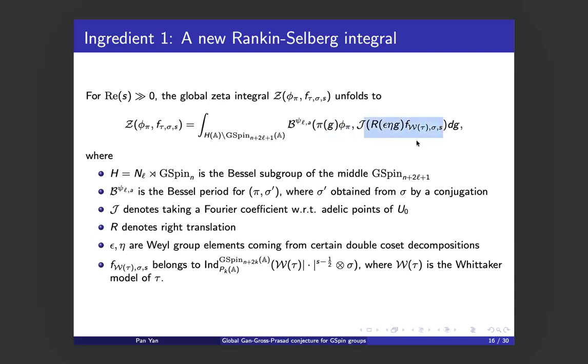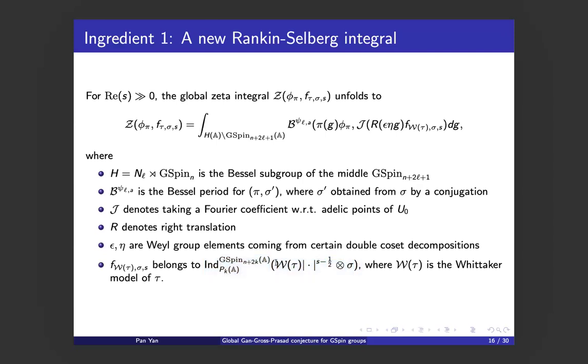And the second entry of the Bessel period is the following. There's a J here, which denotes taking a Fourier coefficient with respect to the adelic points of some unipotent U0. J is decomposable because here it's integrating over adelic points; there's no quotient by the rational points. R denotes the right translation action. And epsilon and eta are Weyl group elements coming from double coset decompositions. And then F sub W tau sigma s belongs to the following induced representation.